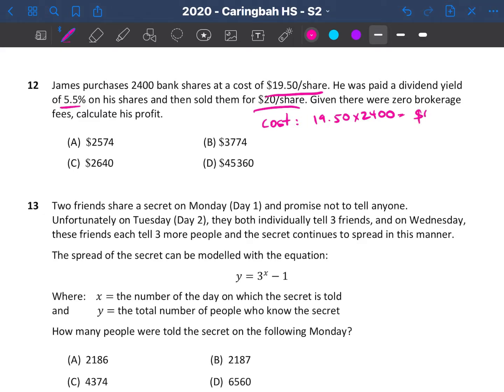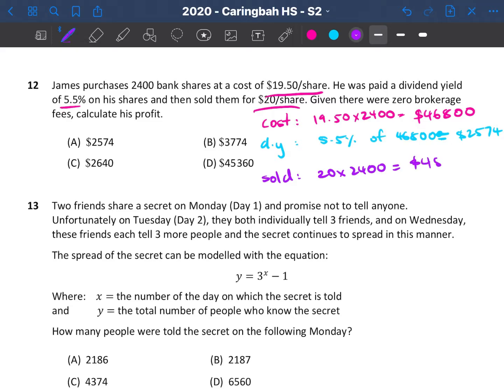It cost him $46,800. He then actually made some money off it. He was paid a dividend yield of 5.5% of $46,800. Sorry. And that is $2,574. He then sold them for $20, and that's 2,400 shares, and that is $48,000.